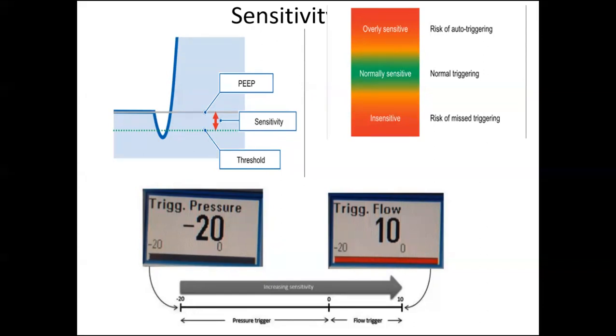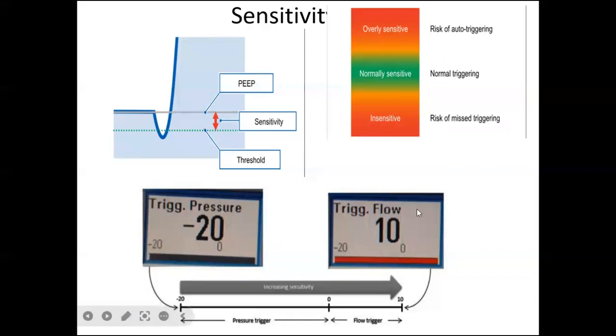Which is more sensitive, -1 or -20? -1 is more sensitive, which means the ventilator can trigger easily. And for flow, 1 or 10, which is more sensitive? 1 is more sensitive, 10 is less sensitive. That is what you usually feel, and normally all ventilators do that.